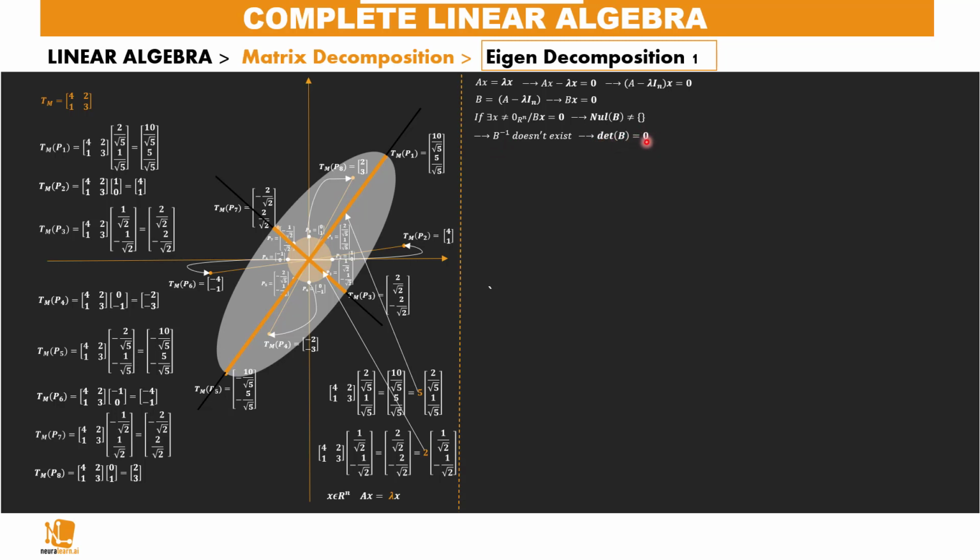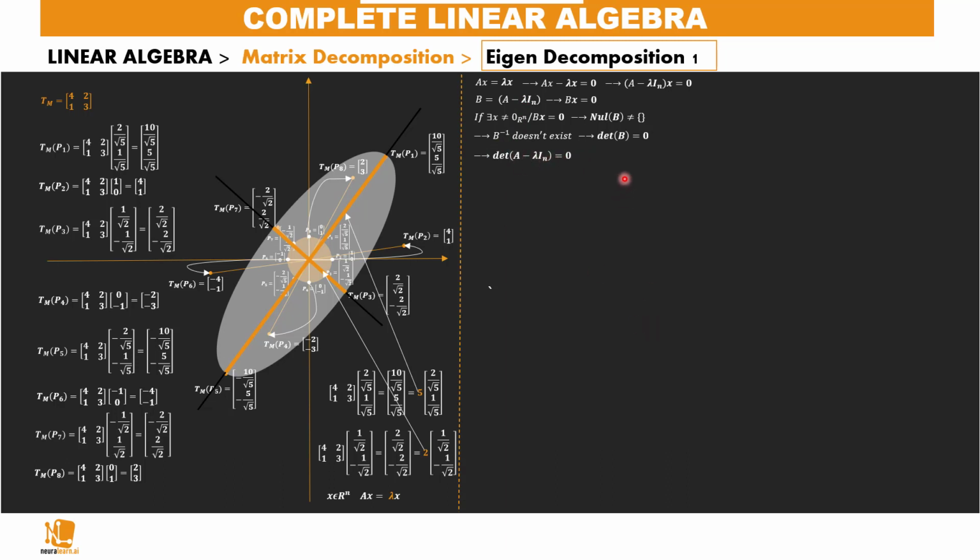So if the determinant of B is equal to 0, this implies the determinant of A minus lambda In is equal to 0. And with this, we can calculate the value of lambda, which is actually the eigenvalue, or the eigenvalues when there are many other eigenvalues of the matrix. This equation is known as the characteristic equation of the matrix A.